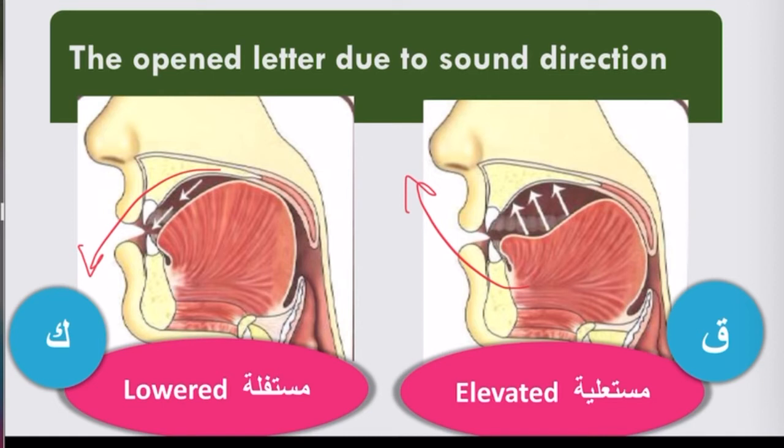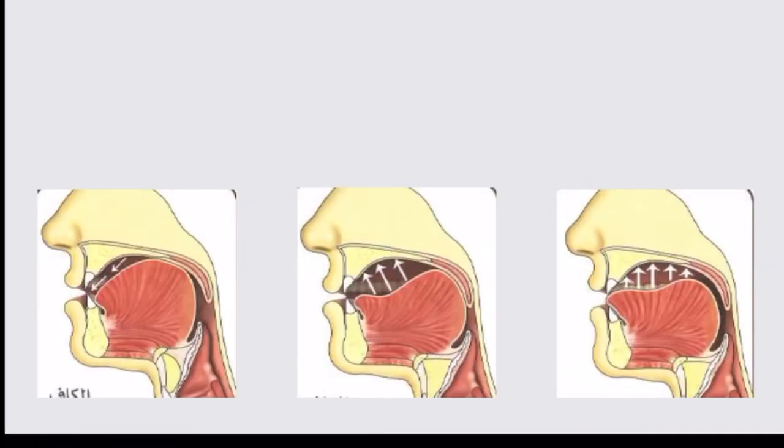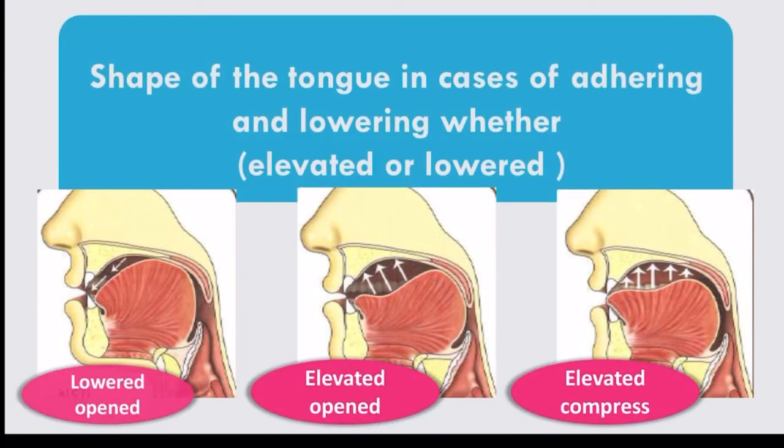Okay, so now in terms of the sound direction, we are talking about the open letters, which have no compression of the sound. These are two. Number one is مستعلية, the sound goes up, and مستفلة, the sound goes down or escapes from the mouth, which is all the light letters. So the Arabic letters may be one of these three categories.